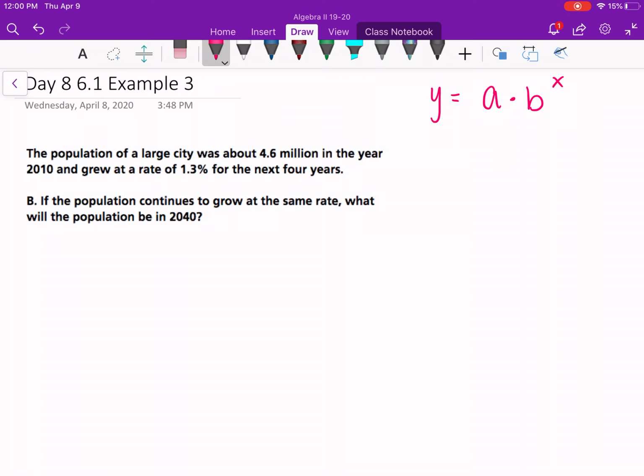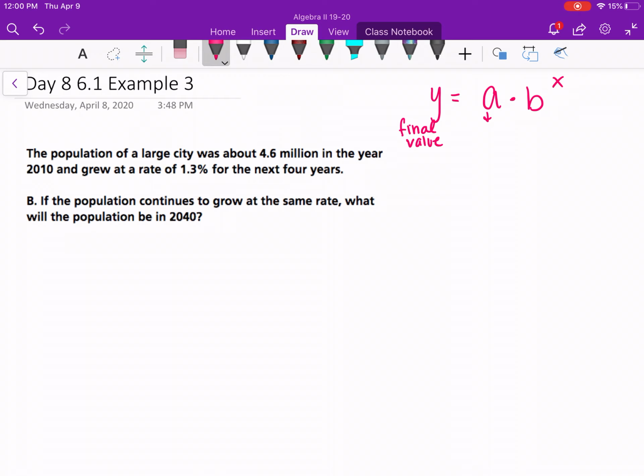And so the y is going to be your answer, right? When you plug things into this value and you get an answer, that is going to represent your final value, okay? So when you plug in all those other things, they are going to give you the final value, whether that's a population, whether that's money in your bank account. That's what you're solving for when you plug in things for A, B, and X.